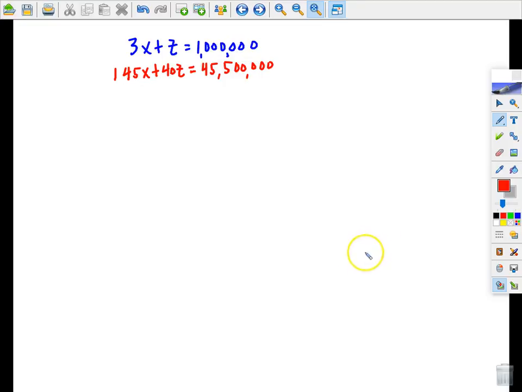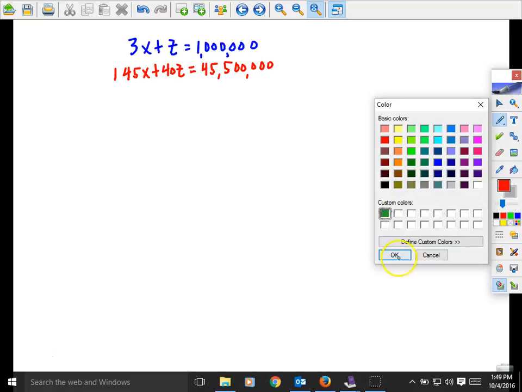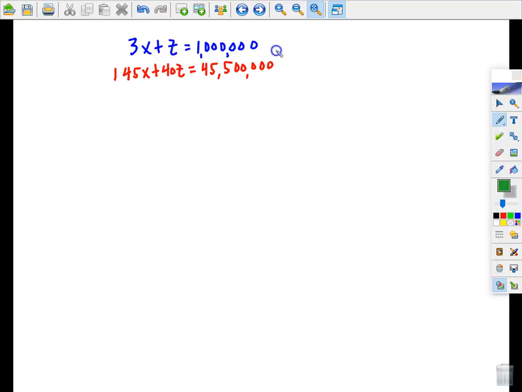All right, and we're setting up for elimination. So hopefully you see that the easiest variable to eliminate is z. We're going to eliminate z. I'm going to do it by multiplying the top equation by 40 and then subtract. So 40 times 3x is 120x. 40 times z is 40z. And then over here, we're just going to have 40 million. I'm not doing anything to the bottom equation. I'm going to leave it.